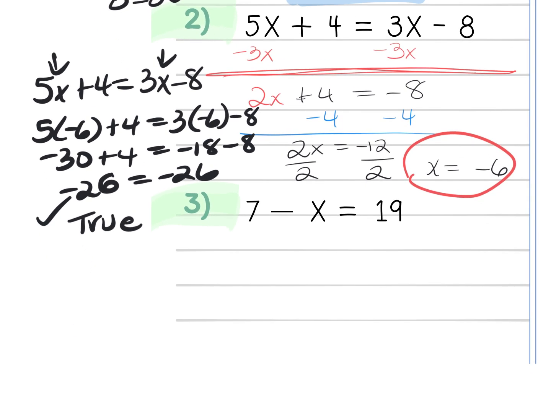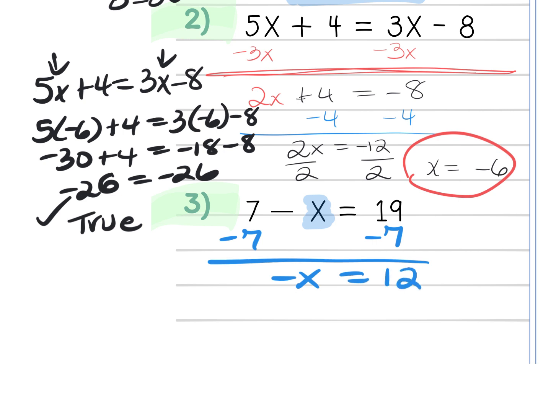Again, I'm using my inverse operations. I need to get the variable and isolate it. So my goal is to get this x to be all by itself. So I'm going to move the 7. So I'm going to subtract 7 from both sides. Now watch what happens. The negative x drops down, and then 19 minus 7 is 12. Now I never ever want to leave a negative variable, so I'm going to divide both sides by negative 1, and I get x equals negative 12. And again, you still have the option of plugging it back in.